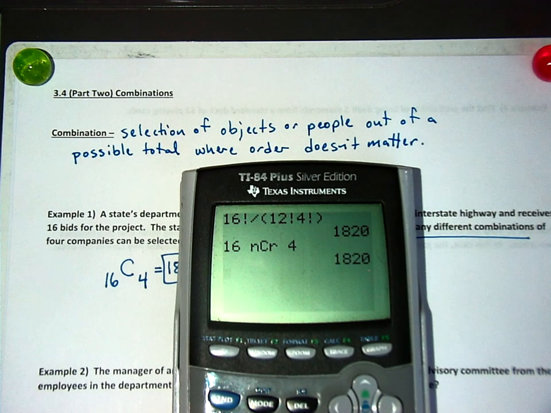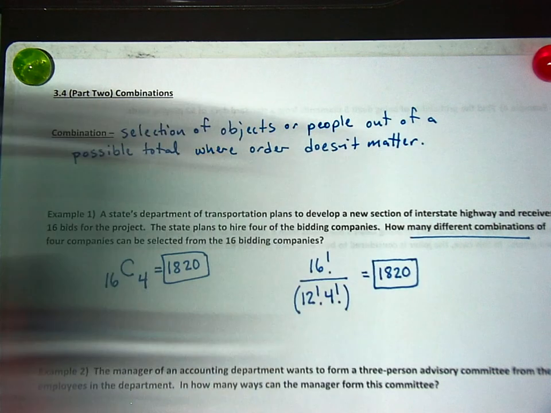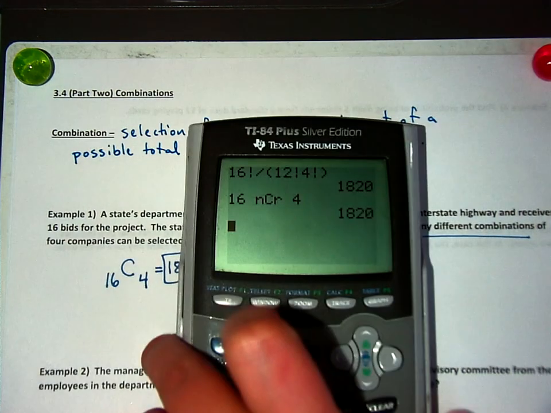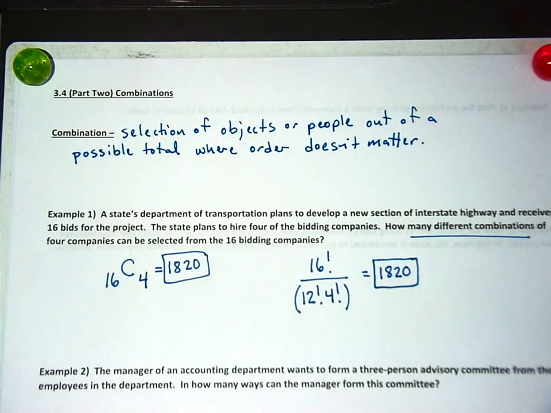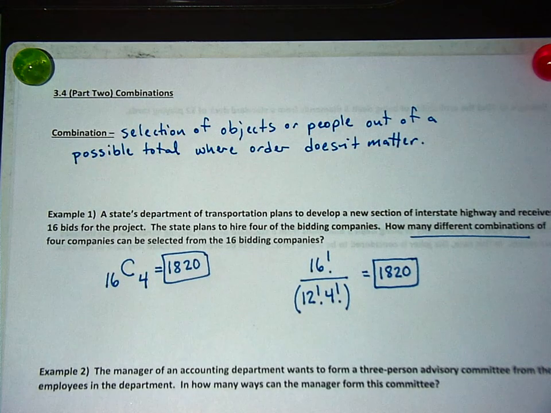So both of them should be 1820. Show your partner, like here's what I would show my partner. I'd show them that I can do the top one and I can do the bottom one. So show your partner that you could do that, and if you can't, have them show you where it is.